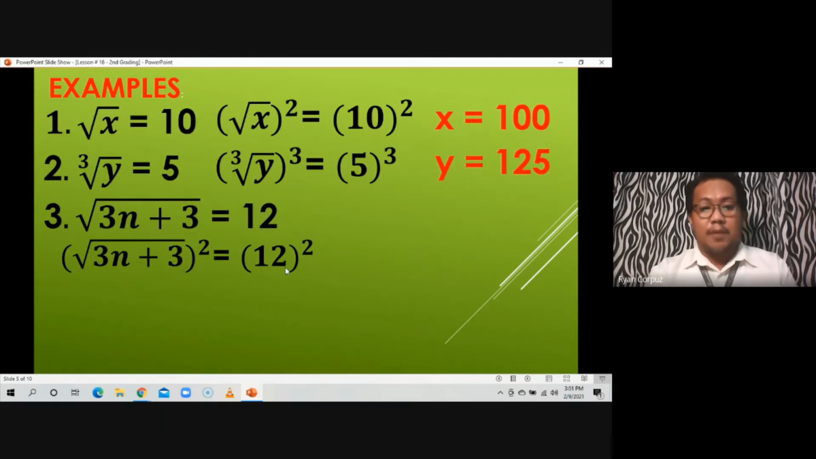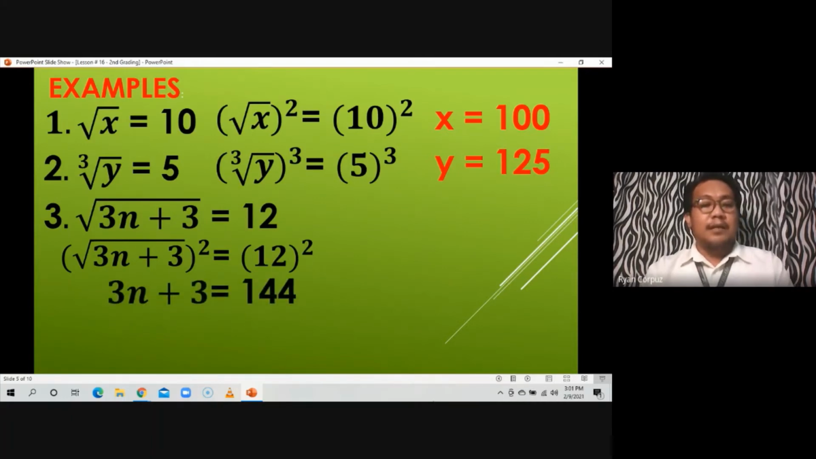Then simplify 12 squared. What is 12 times 12? We come up with 144. So it becomes 3n plus 3, we have removed the radical sign, is equal to 144 by simplifying 12 squared or 12 times 12.